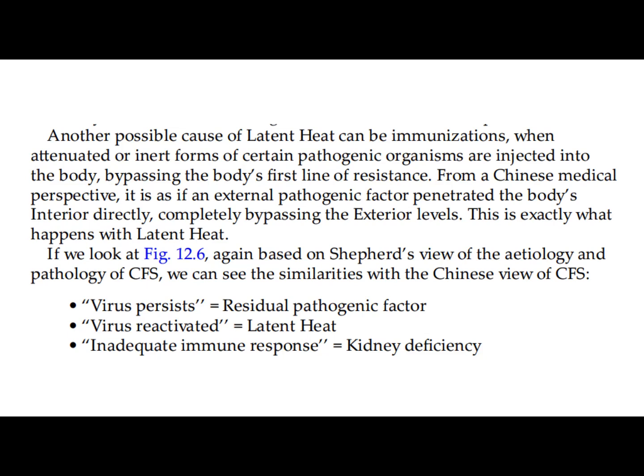Okay, so we're going to take a look at the illustration later, which is based on Shepard's view of the etiology and pathology of chronic fatigue syndrome. We can see the similarities with the Chinese view of chronic fatigue syndrome. So the virus persists, that's residual pathogenic factor. The virus reactivated, equivalent to latent heat. Inadequate immune response, kidney deficiency.